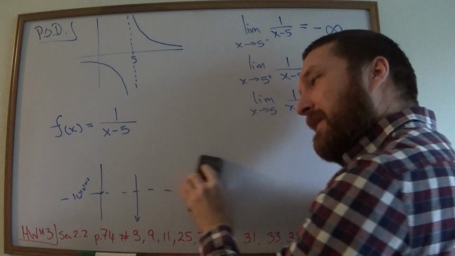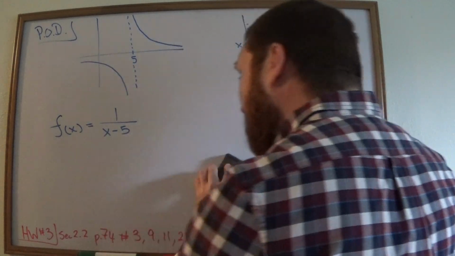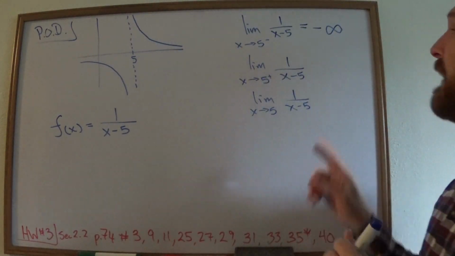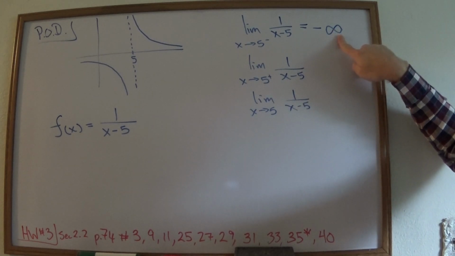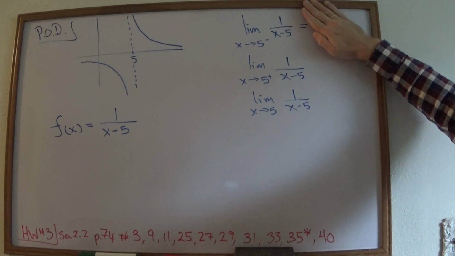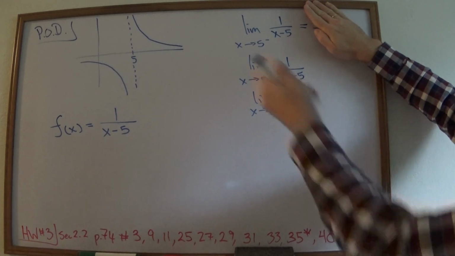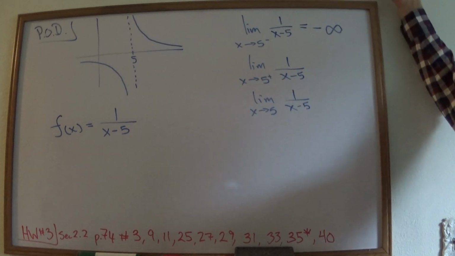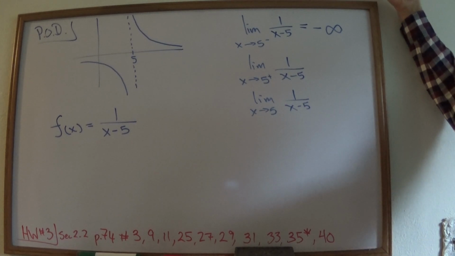I would really want to say that about 20 more times today. This limit does not exist. But we write this to give you more information, right? If I just said the limit doesn't exist, it doesn't really tell me much about the function itself. But I could write this, and you have a pretty good idea of what that function's going to look like right there. Okay.